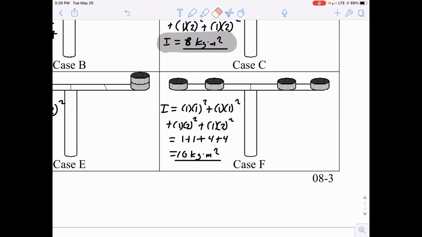Case F. We have them scattered a little bit. So this one here would be 1 mass unit times 1 distance unit squared, plus this one here would be 1 mass unit times 1 distance unit squared, plus this one here, which would be 1 mass unit times 2 distance units squared, plus this one here, which would be 1 mass unit times 2 distance units squared. Well, it would be 1 plus 1 plus 4 plus 4, or 10 kilogram meters squared.